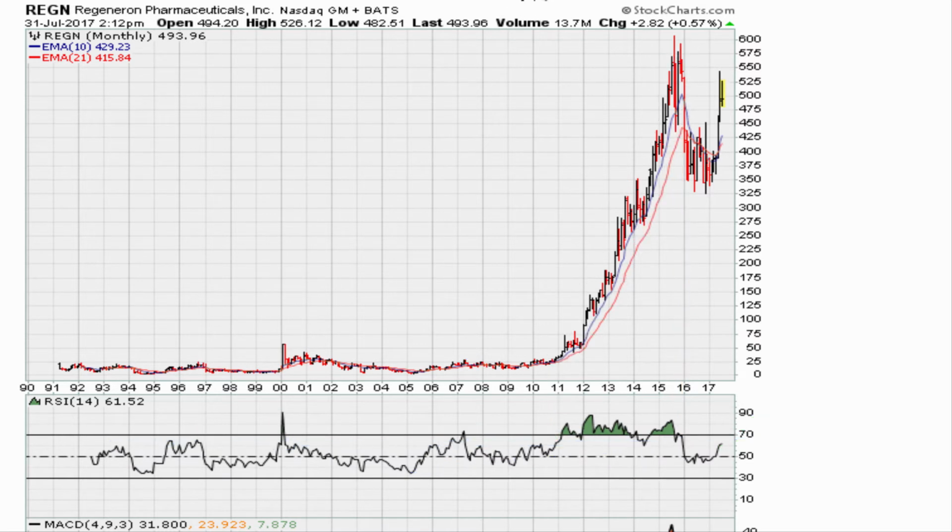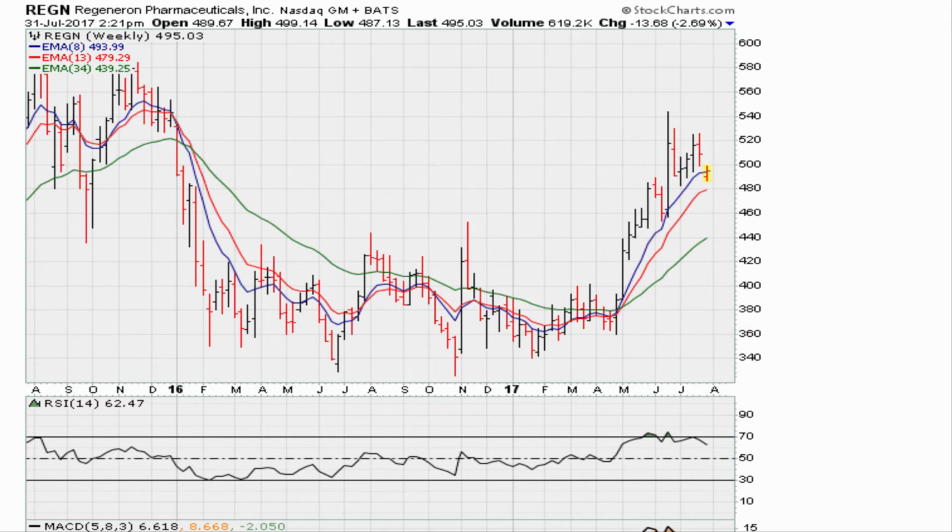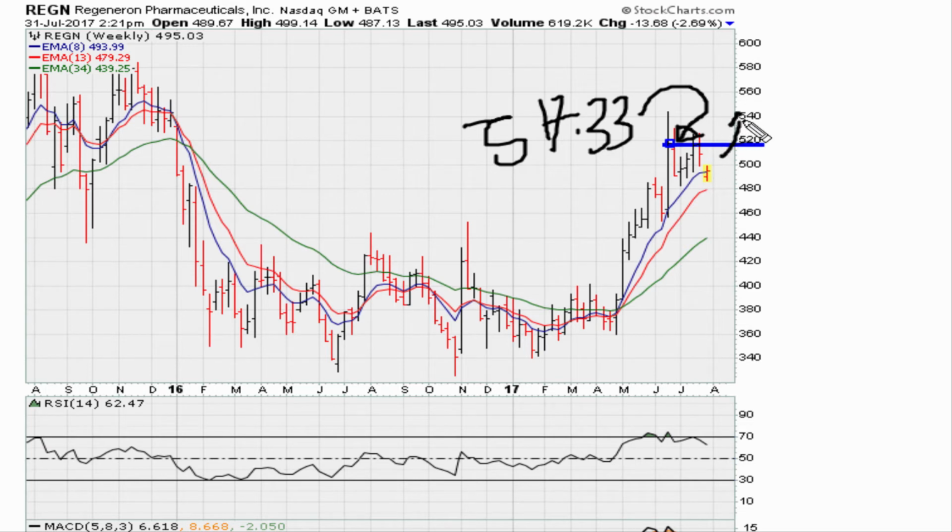So the best thing to do here is go back to the weekly, and you can use the recent weekly closing high as a buy point trigger. So let's say if the stock can move above 517.33, which is the recent 2017 weekly closing high, a breakout above that would be suggestion that the stock is clearing the monthly resistance zones.